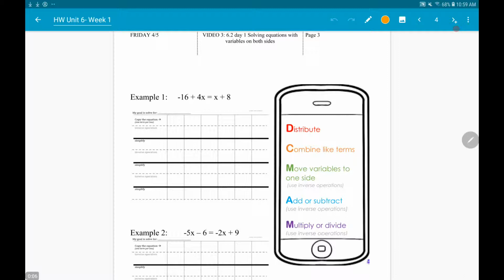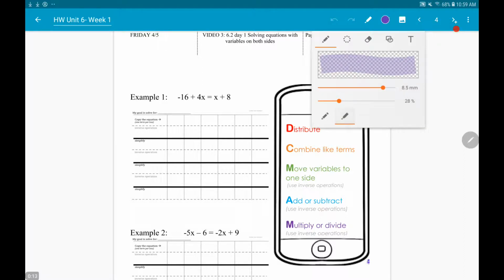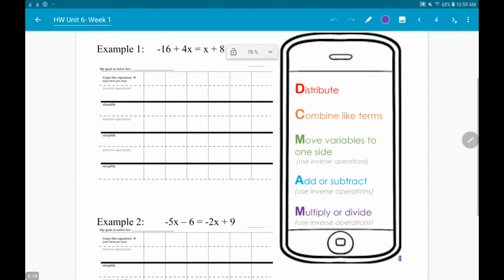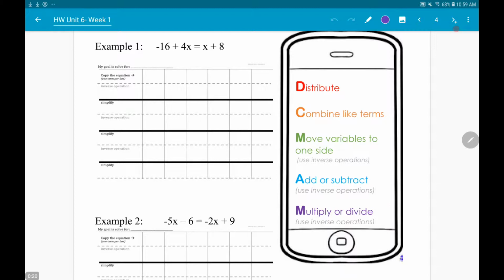We are going to talk about variables on both sides today. So we are going to add a new part of our phone. We're actually going to skip C for today, and we're going to talk about M, A, and M. Next week we'll put together CMAM, and then we'll put together the whole phone. How exciting.